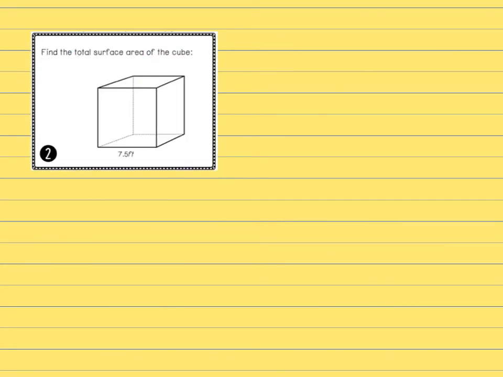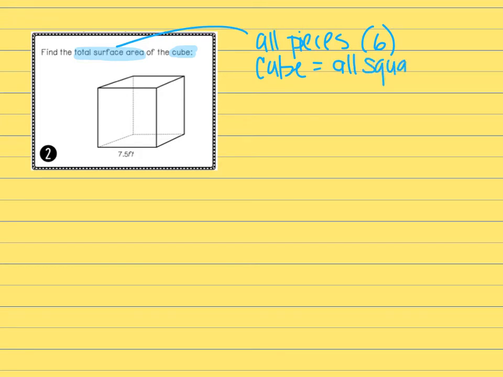Okay, number 2, this one says find the total surface area of the cube. So it only needs to give us one dimension, and the reason is because a cube is everything the same size. Total surface area, and it's a cube. That means I have all the pieces, and that's 6 of them. And because it's a cube, it means they're all squares. So they really only need to tell me one number.